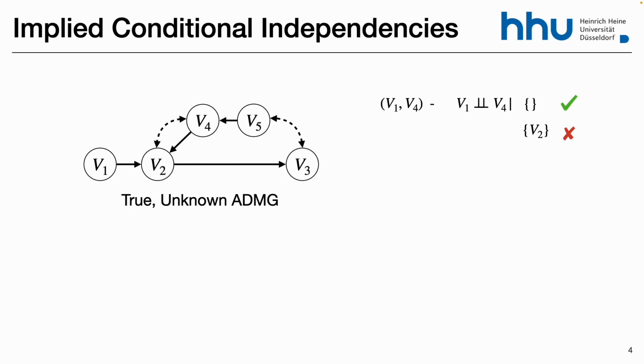But I wanted to know if you were seeing all of them or not. I want to know what paths are open under the set V3. It's not only this path. There are three paths that are open when you condition on V3.